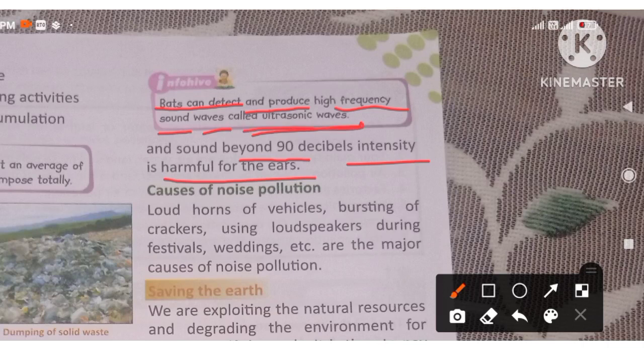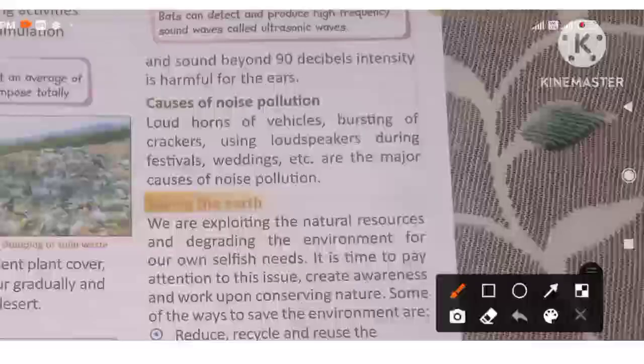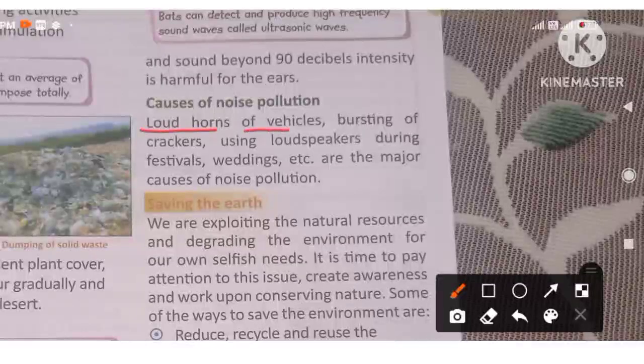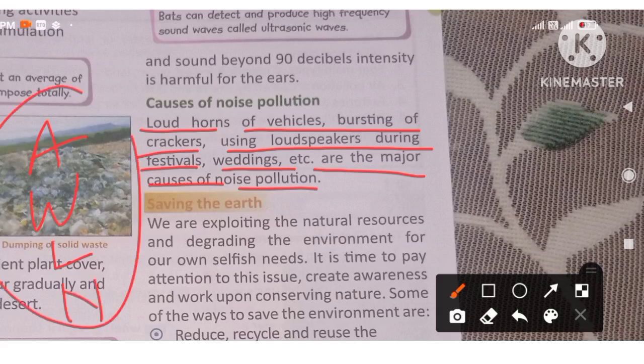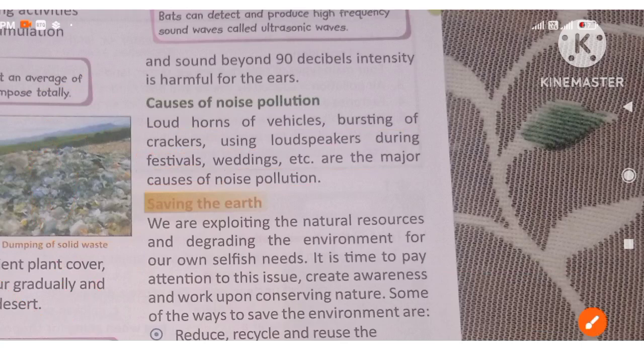Causes of noise pollution: loud horns of vehicles, bursting of crackers, using loudspeakers during festivals, weddings, etc. are the major causes of noise pollution. Now we have studied that there are four types of pollution: first, air pollution, second, water pollution, third, land pollution, and fourth, noise pollution. Now, how can we save our earth? This is the point: saving our earth.